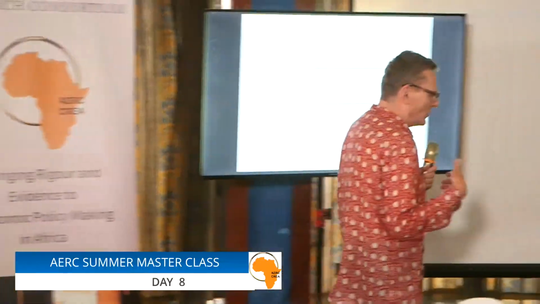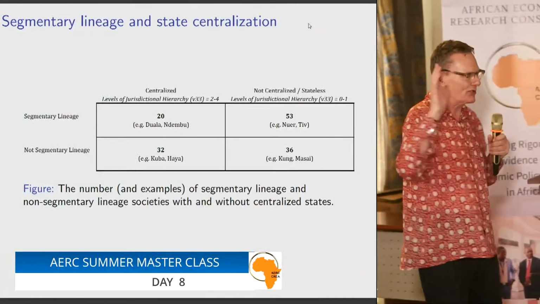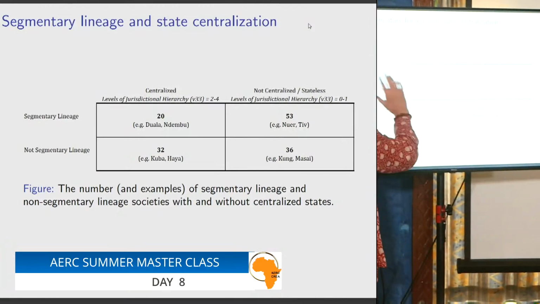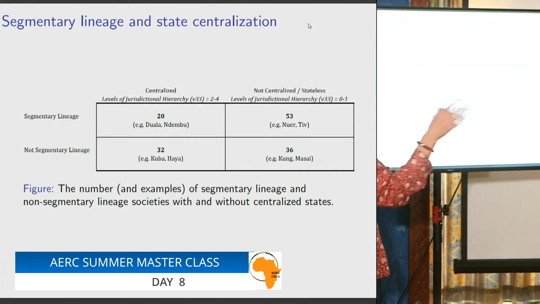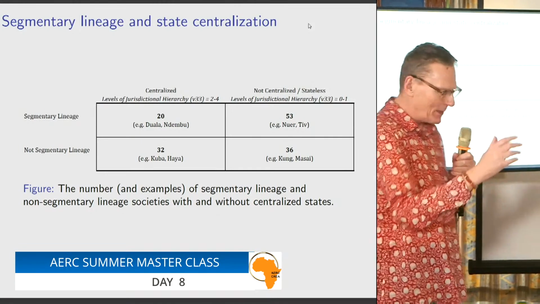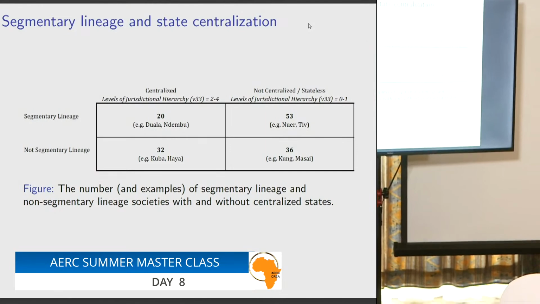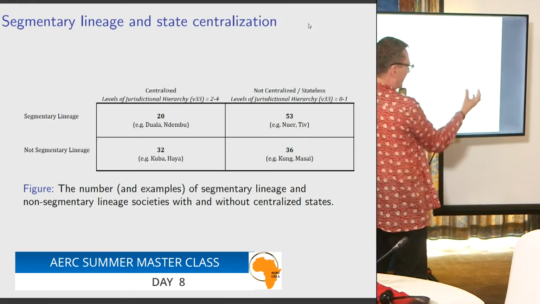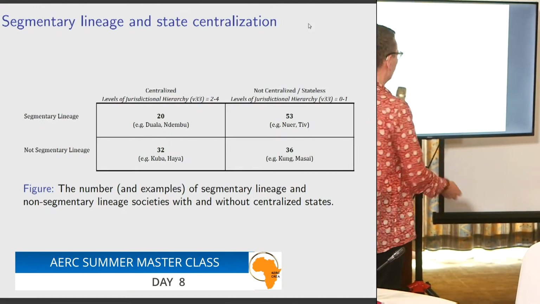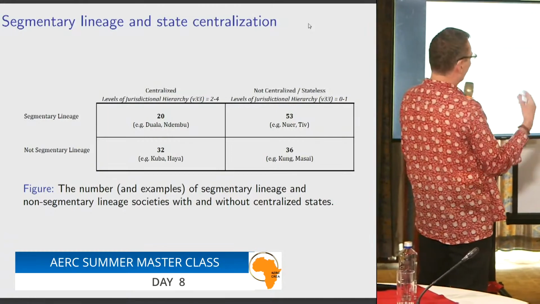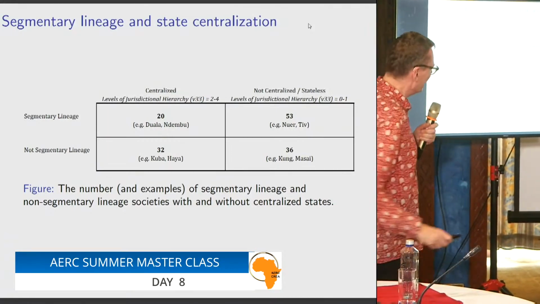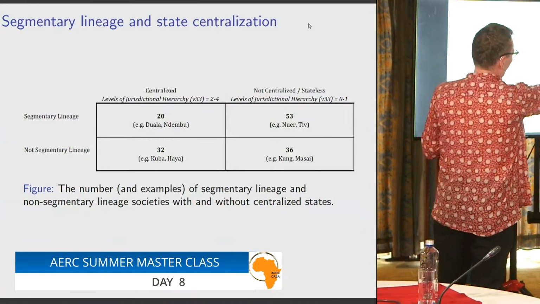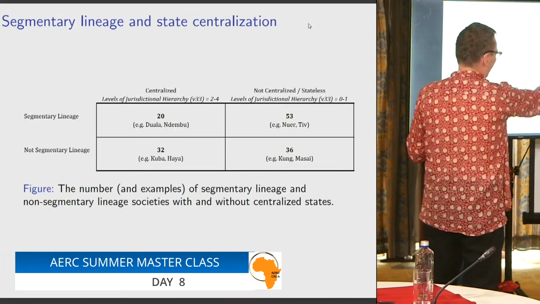So when I talk about the Nuer, who kind of famously had no state, like the Tiv in Nigeria. So what we did is we took our classification, this is not in the paper, but I like this because I suddenly realized this relates to the paper I wrote for the AERC, which is, if you take this classification between segmentary lineage and non-segmentary lineage societies, and you cross it with looking at how politically centralized they were from this ethnographic atlas. So remember those levels of jurisdictional hierarchy I mentioned, so we can classify them into two bins, 0 or 1. So here's the Nuer, here's the Tiv.